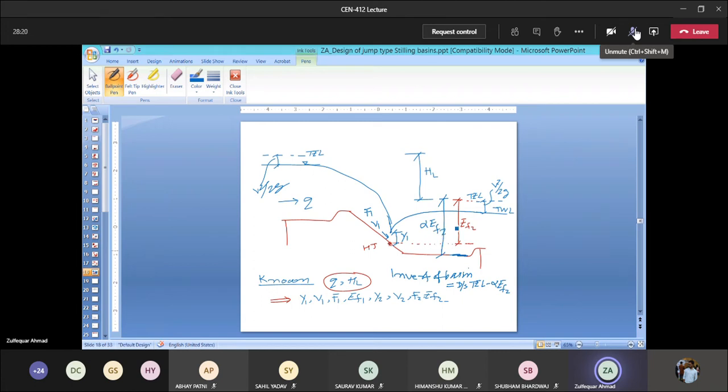Now, what is the alpha? In type 4, this alpha is 1.1. In type 2, it is 1.05, and in type 3, where you have the baffle blocks, alpha is equal to unity. So now we'll summarize how we do the calculation, if you have the hydraulic structure.